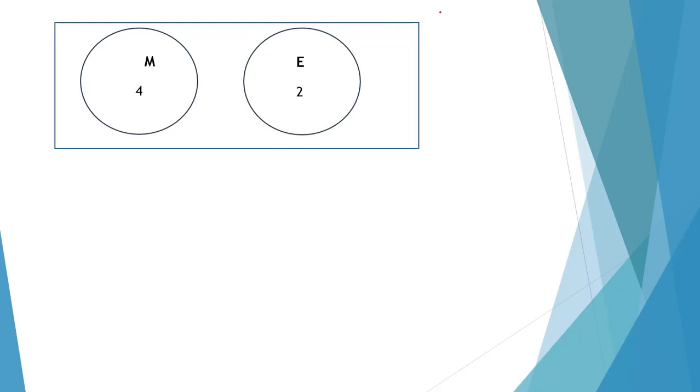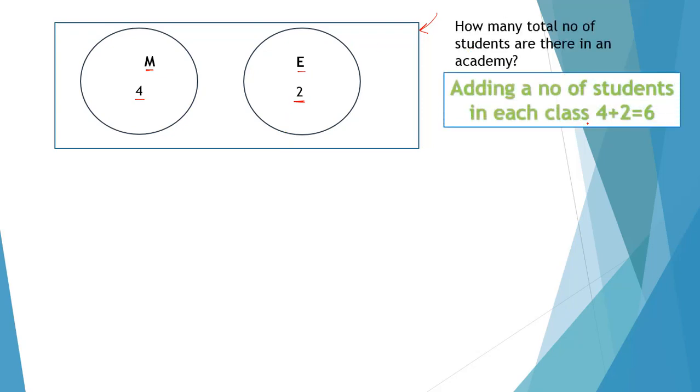For example, there is an academy. This rectangle represents an academy where two courses are offered, Math and English. There are 4 students in a math class and 2 students in an English class. So how many total students are there in an academy? Adding the total number of students in each class, 4 plus 2 is equal to 6.